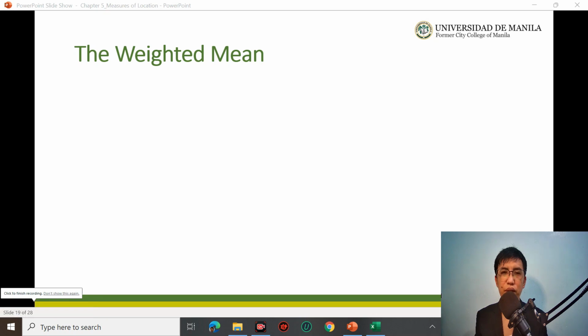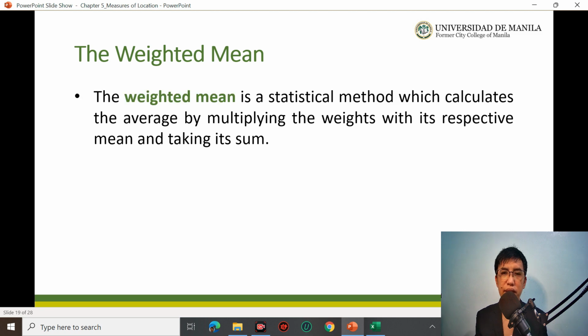Welcome back to our discussion, and let's talk about the weighted mean. The weighted mean is a statistical method which calculates the average by multiplying the weights with its respective mean and taking its sum. Actually, the weighted mean is just the arithmetic mean, but ito kasi, ang weighted mean is that there is a value or number that is repeated.